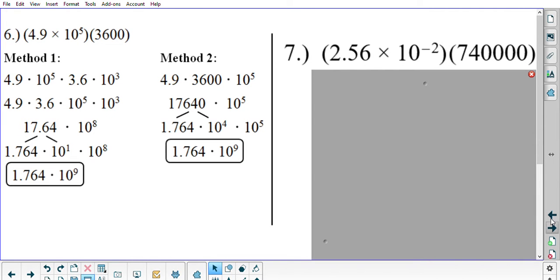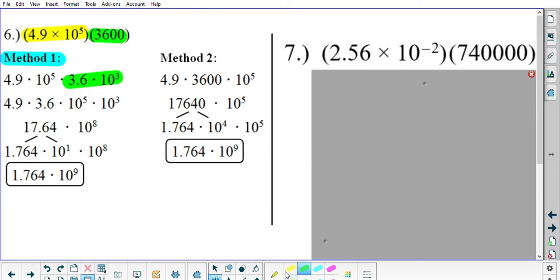Now, problem number 6 is already typed up for you on your guided notes. This one is a little bit different because the first part of it is already in traditional scientific notation. But now we're multiplying it times a number that is not already in scientific notation. So there are 2 ways of doing this. Method 1, per se, is where you would take the 3,600 and write it in scientific notation. That is 3.6 times 10 to the third. So you could do that first, and then you could use the commutative property.